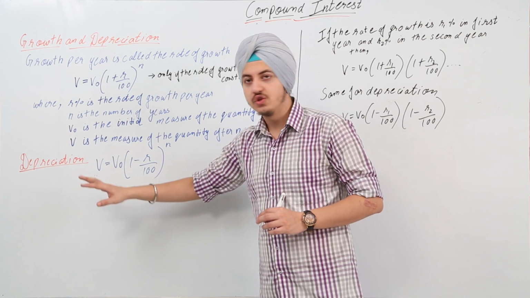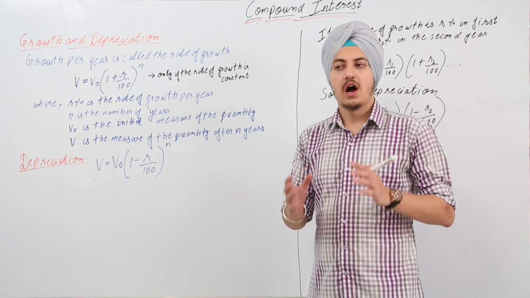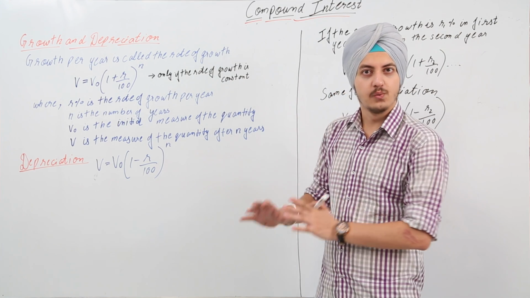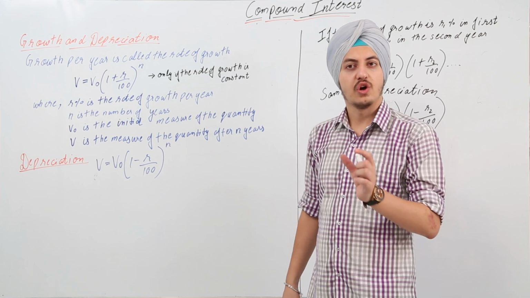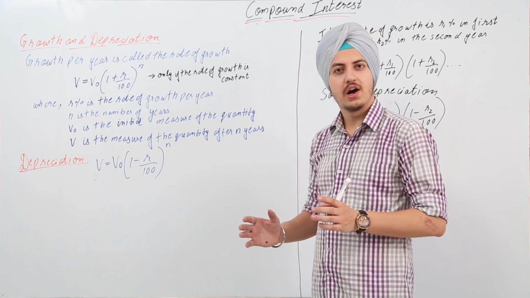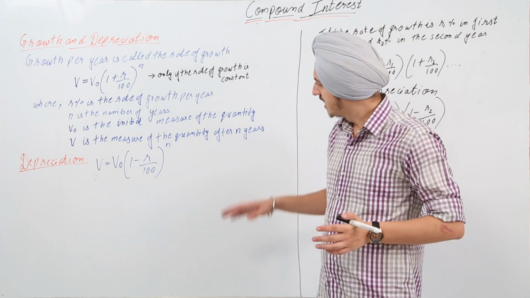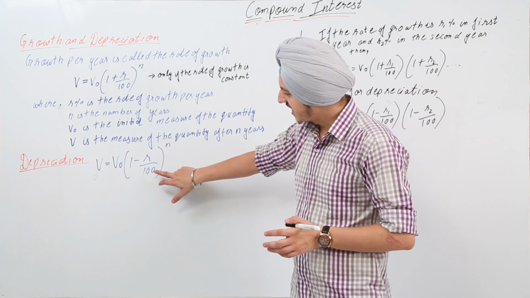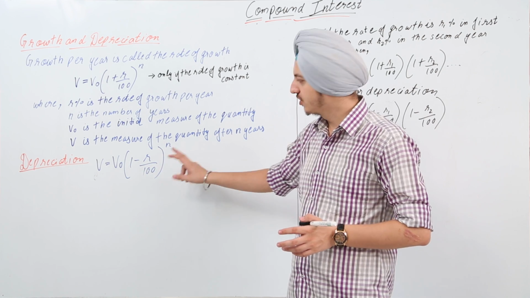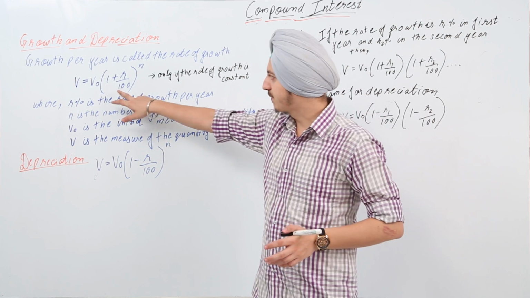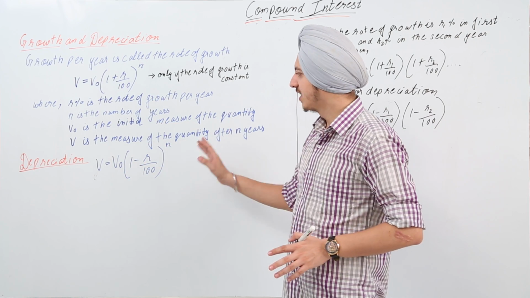So now moving on to depreciation. What is depreciation? Certain things in the world are known for their decrease in value, like the cost of a machine or the cost of a vehicle. The value of these things is always reduced due to wear and tear. So there the formula changes to V naught into 1 minus R by 100 raised to power n. So this plus sign is replaced by the minus sign. Rest everything remains the same.